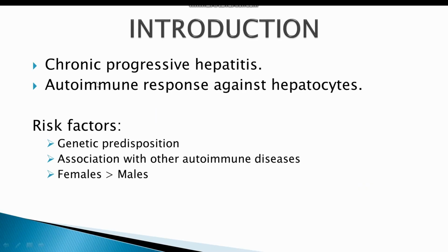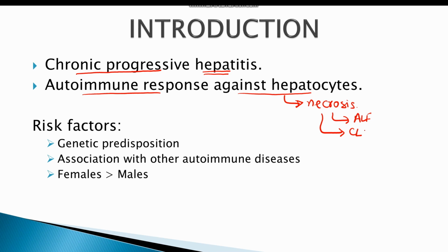So, autoimmune hepatitis is a chronic progressive disease resulting in inflammation of the liver, causing hepatitis. It is an autoimmune response against the hepatocytes, which results in necrosis, which might lead to acute liver failure, and in certain cases, chronic liver failure.